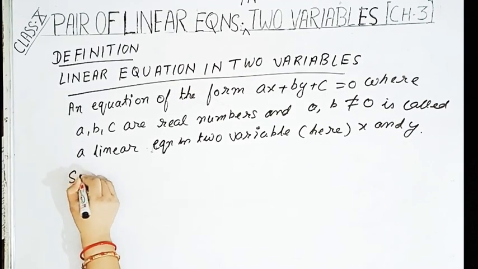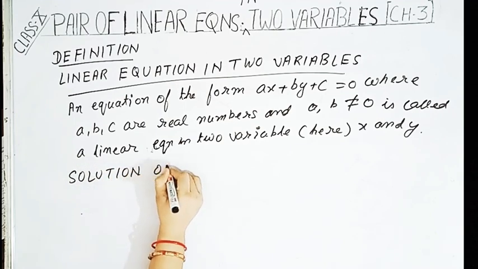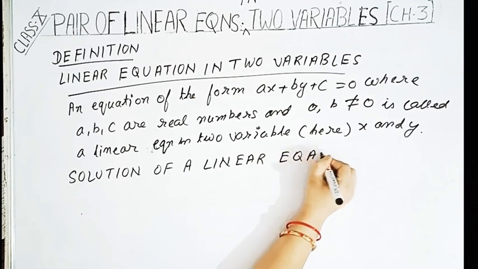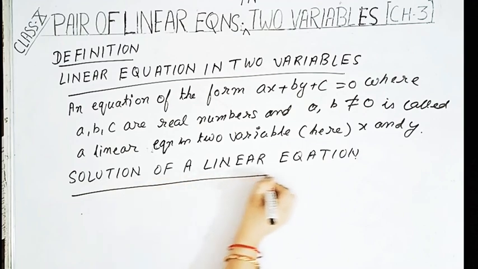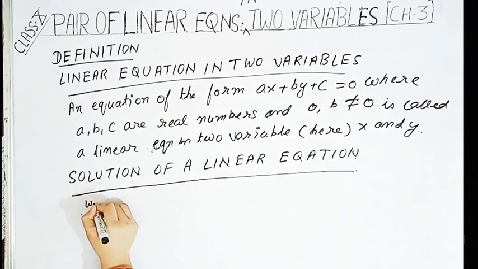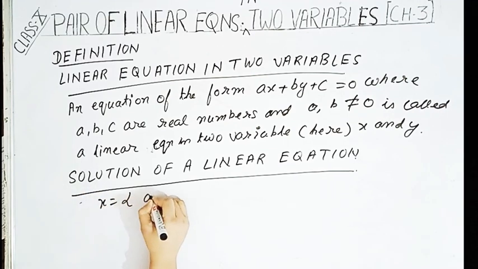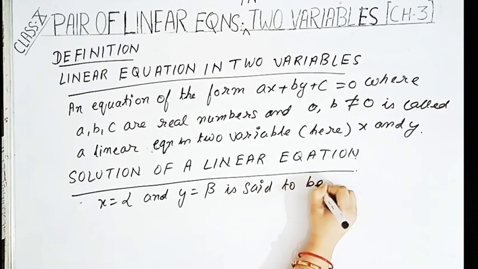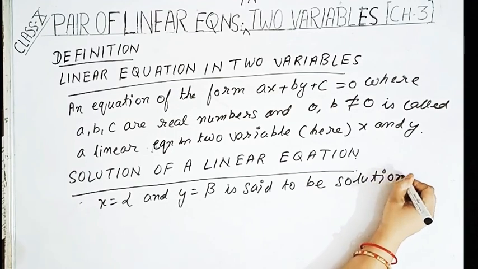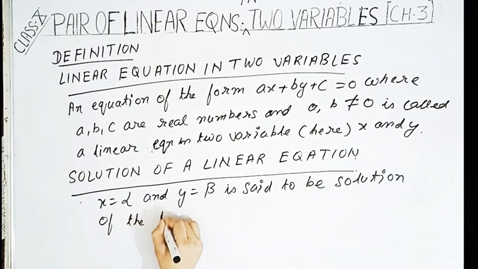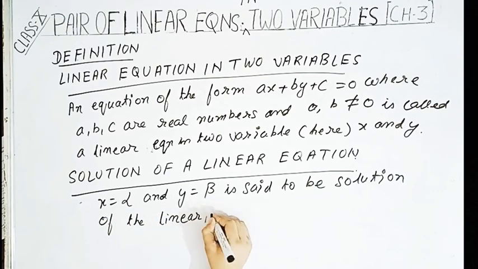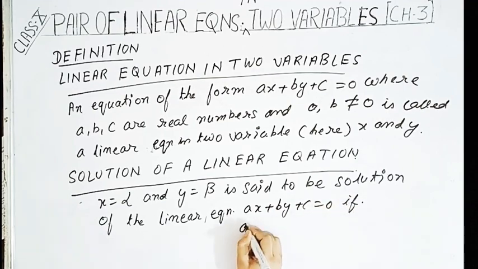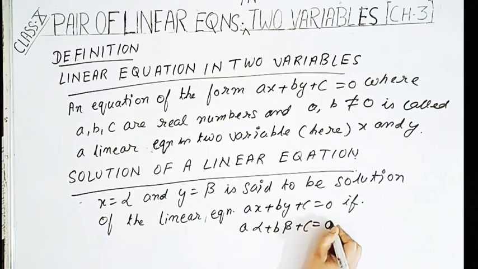Now let us come to the next definition. Solution of a linear equation. x equals to alpha and y equals to beta is said to be a solution of the linear equation ax plus by plus c equals to 0 if a alpha plus b beta plus c equals to 0.